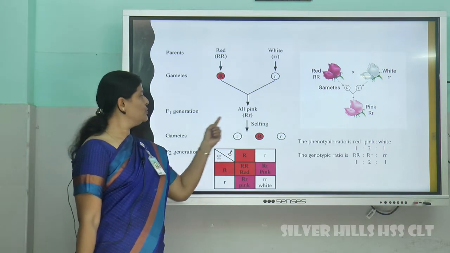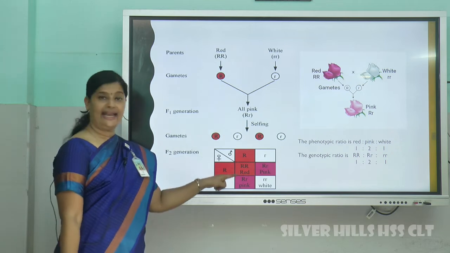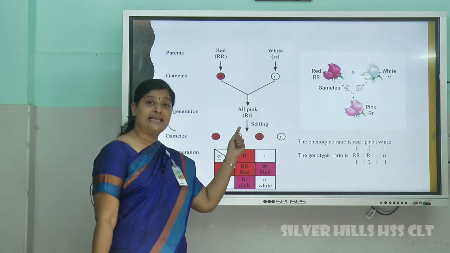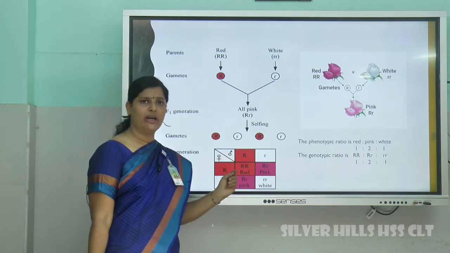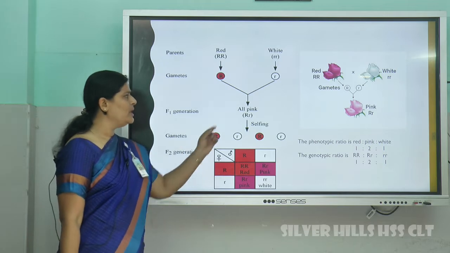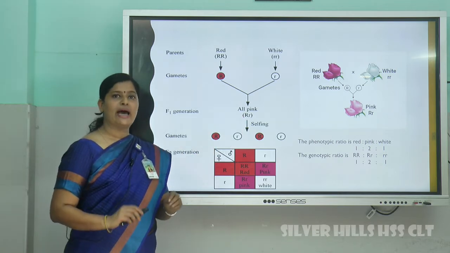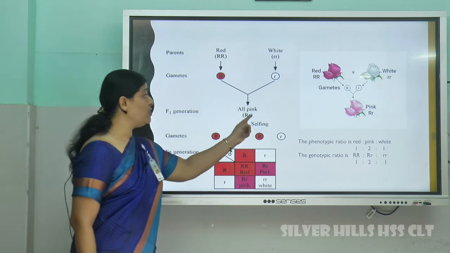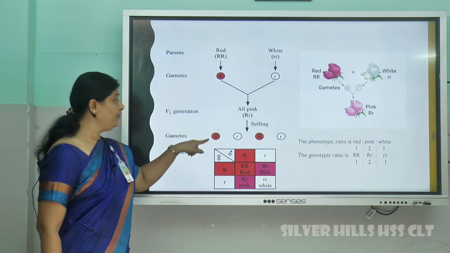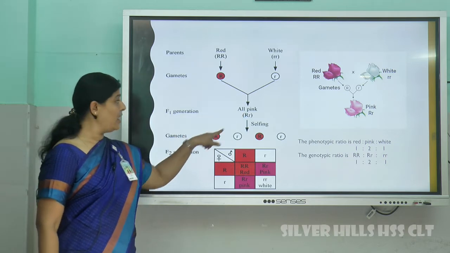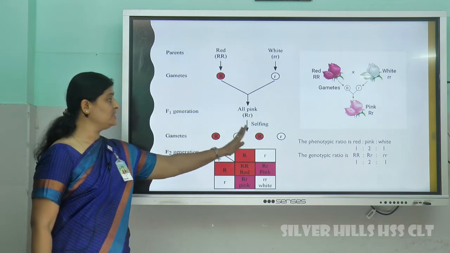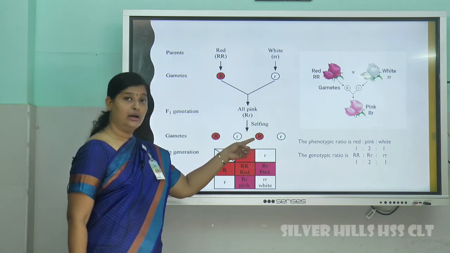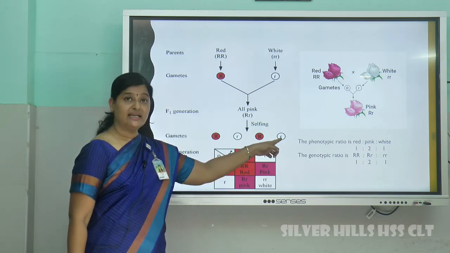Now what do we do? As usual, let's make the second generation, the F2 generation. How do we make the second generation? By self-pollinating them, isn't it? Let's see how it is done. In self-pollination, you know that both the parents are of the same type, isn't it? So gametes also will be the same. Let's see what the gametes are. From here, this gamete has capital R and this gamete has small r. This is one parent's gametes. The other parent has capital R and the other gamete has small r.